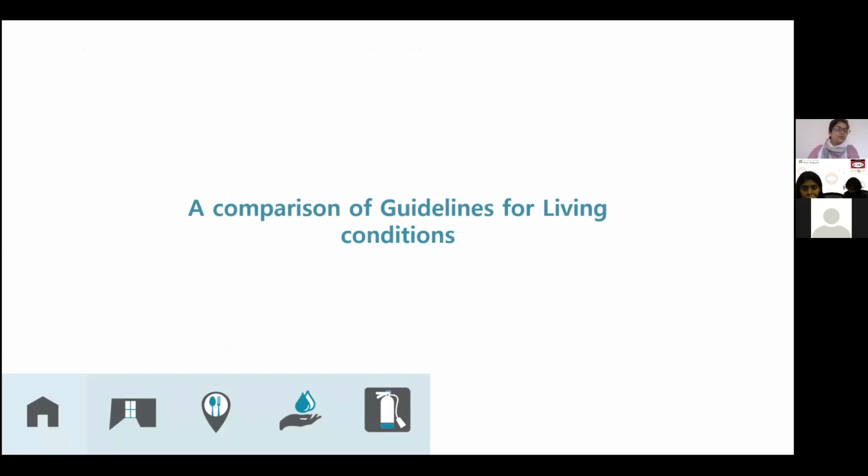So let's move on to the didactic for today, which is living conditions. For the next 20 minutes, because living conditions need no explanation, we will be using a lot of pictures to run you through.